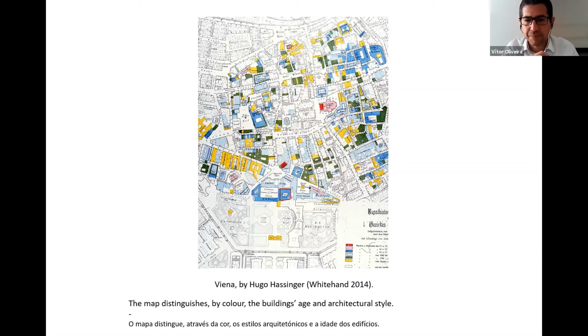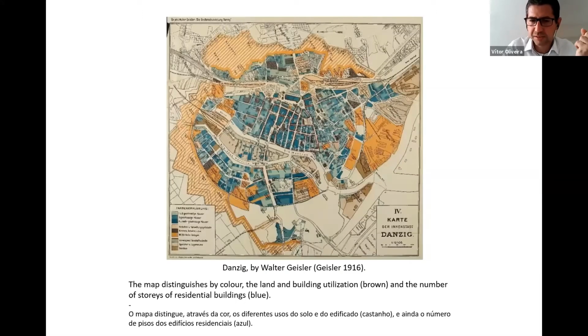For instance, here the author, Hugo Assinger, is trying to give us more information about the building age and architectural style, while here Walter Geisler is trying to understand the city in terms of land uses, and at the same time he is giving us information about the height of buildings. For instance, when you look at the blue color, dark blue means higher height, and light blue means just 1 or 2 stories. So as you can see, part of the research back then was to continue to explore cities through maps.